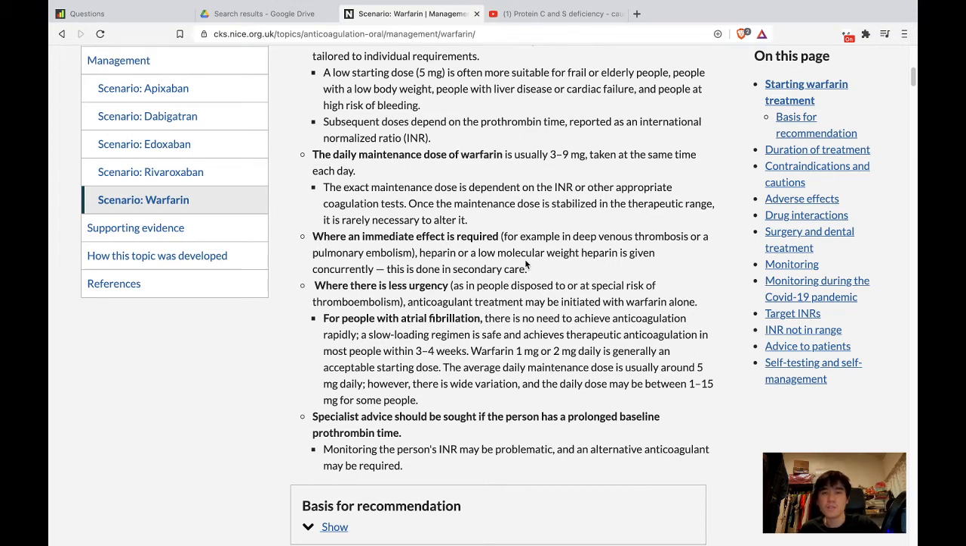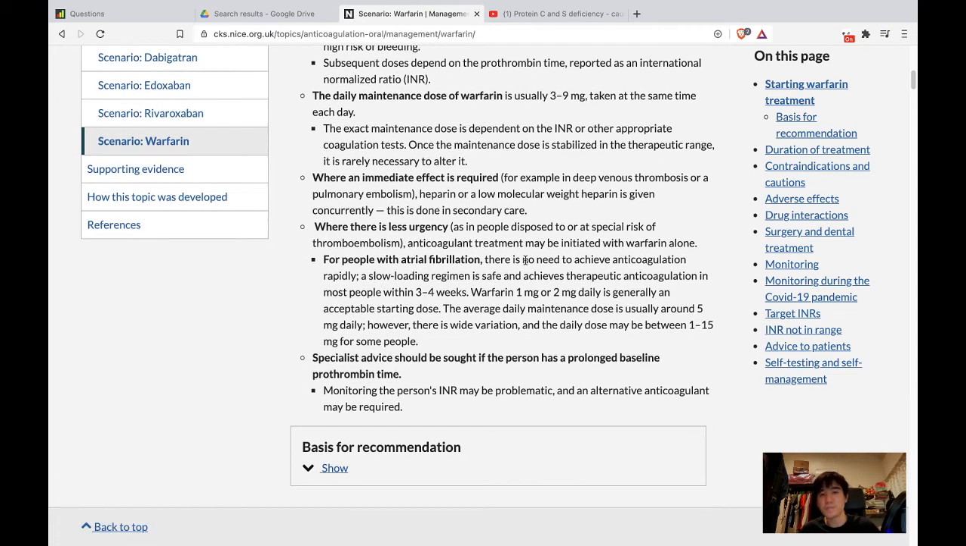When an immediate effect is required, for example in deep vein thrombosis or a pulmonary embolism, heparin or a low molecular weight heparin is given concurrently. This is done in secondary care. Where there is less urgency, as in people disposed to or at special risk of thromboembolism, anticoagulant treatment may be initiated with warfarin alone.